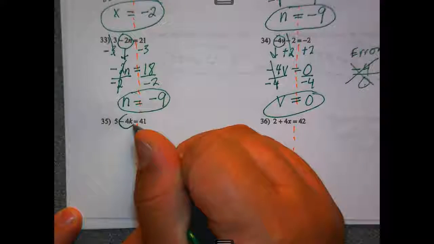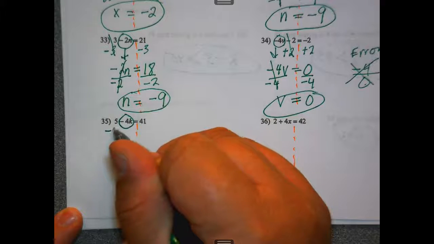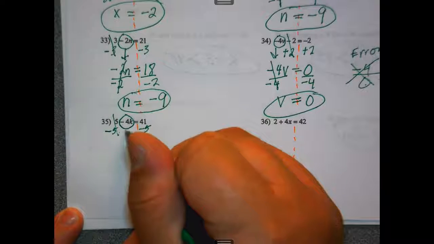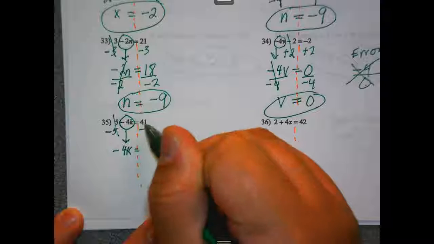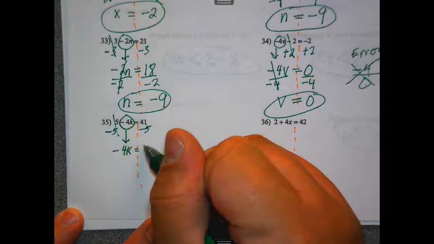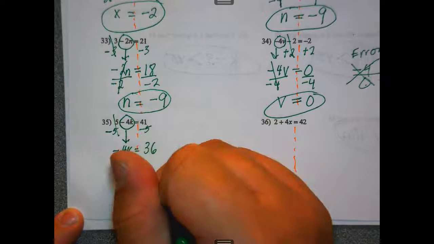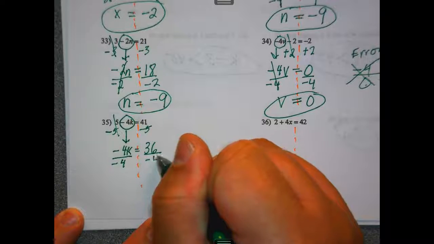Okay, I have to get negative 4k by itself, so this is a positive 5. So I'm going to subtract 5 from both sides. Bring down my minus 4k. 41 minus 5 is 36. And what's 36 divided by negative 4, Kelsey? Negative 9. Good.